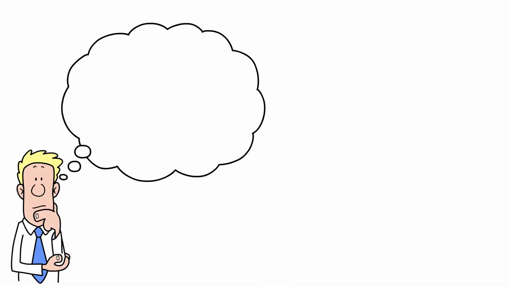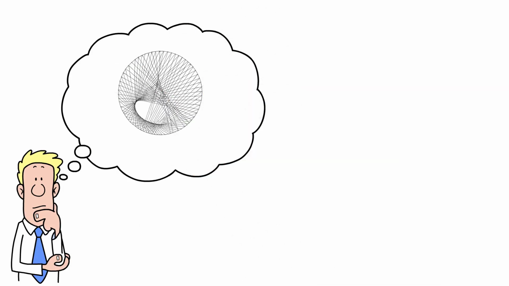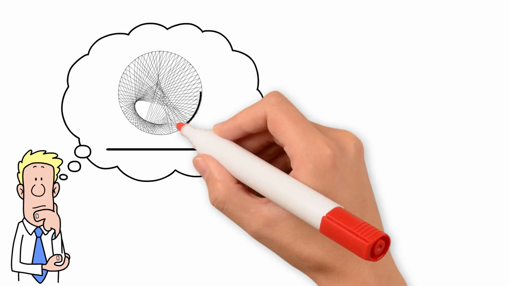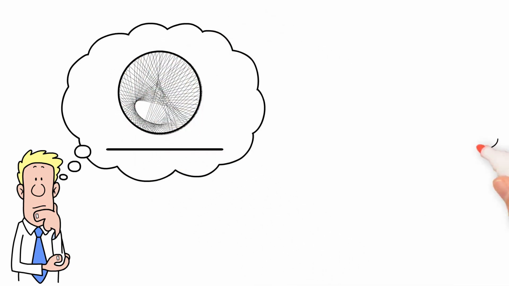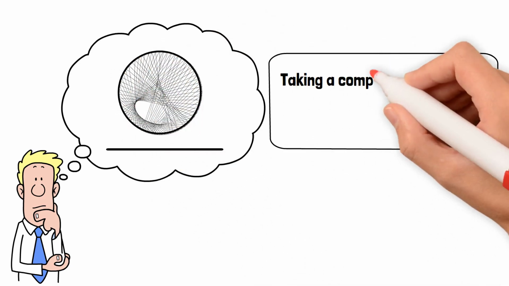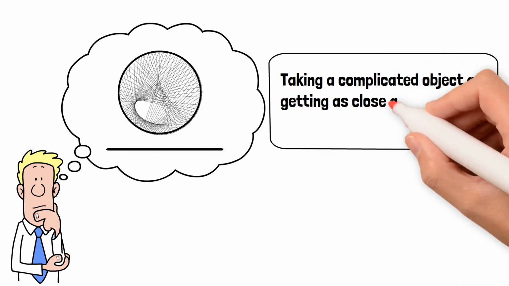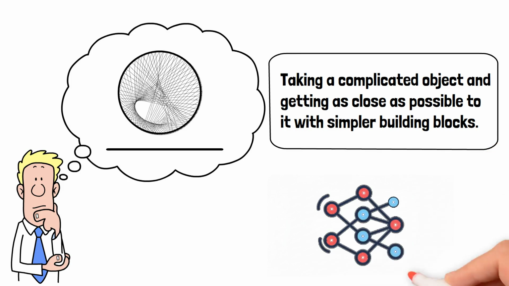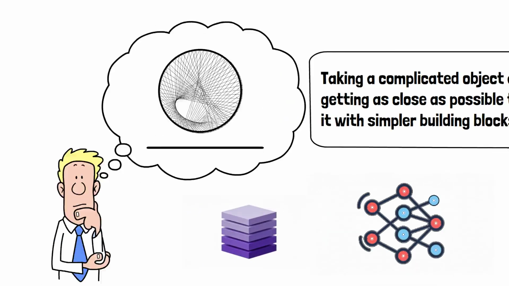Imagine trying to draw a circle using only straight lines. At first, the shape looks rough, but the more lines you add, the closer you get to a perfect circle. That's approximation in action, taking a complicated object and getting as close as possible to it with simpler building blocks. Neural networks do the same thing with functions, approximating reality through layers of simpler transformations.